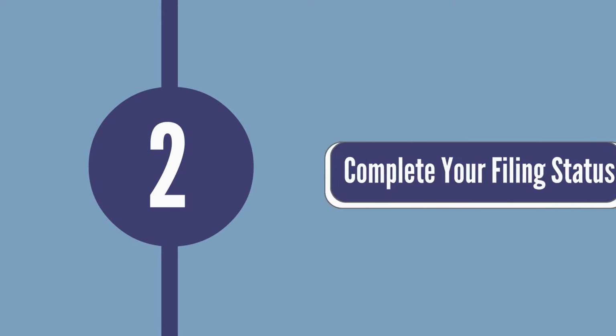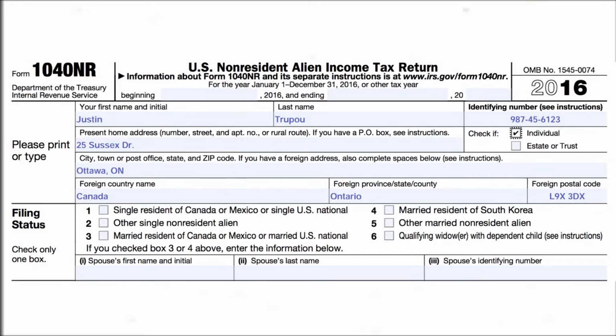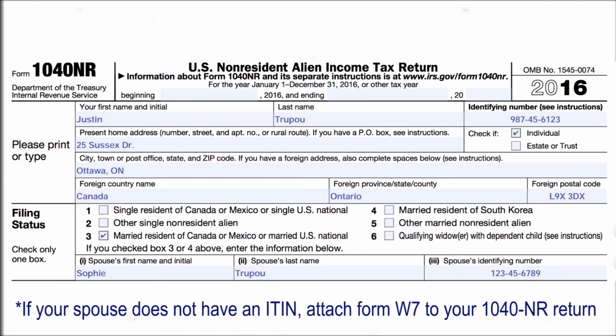Step 2. Complete your filing status. If you are married and live in Canada or Mexico, check box 3. Otherwise, check box 1 for single resident of Canada or Mexico. If married, enter your spouse's first name and last name and individual tax identification number. If your spouse does not have an ITIN, attach Form W7 to your 1040 NR return.